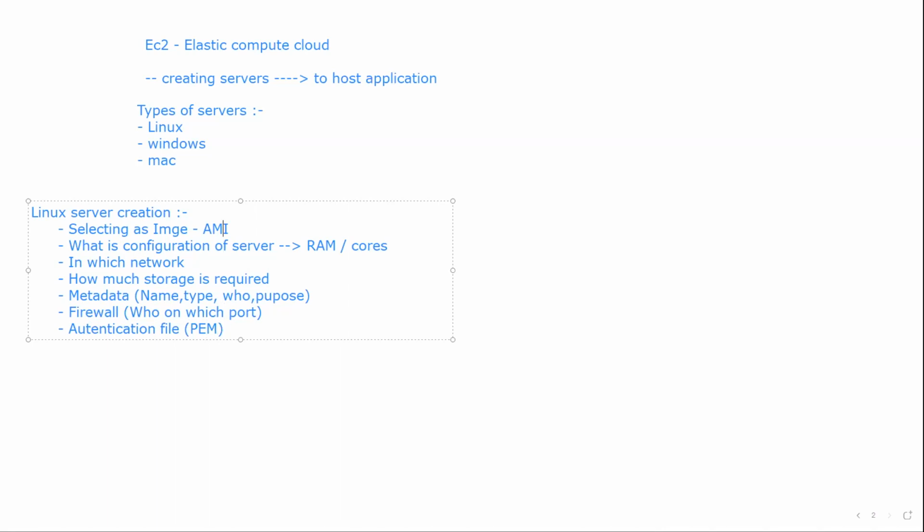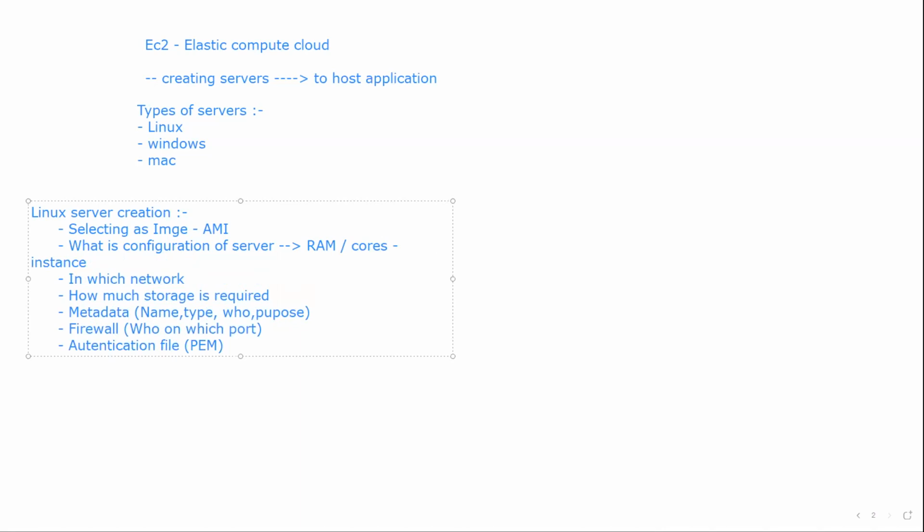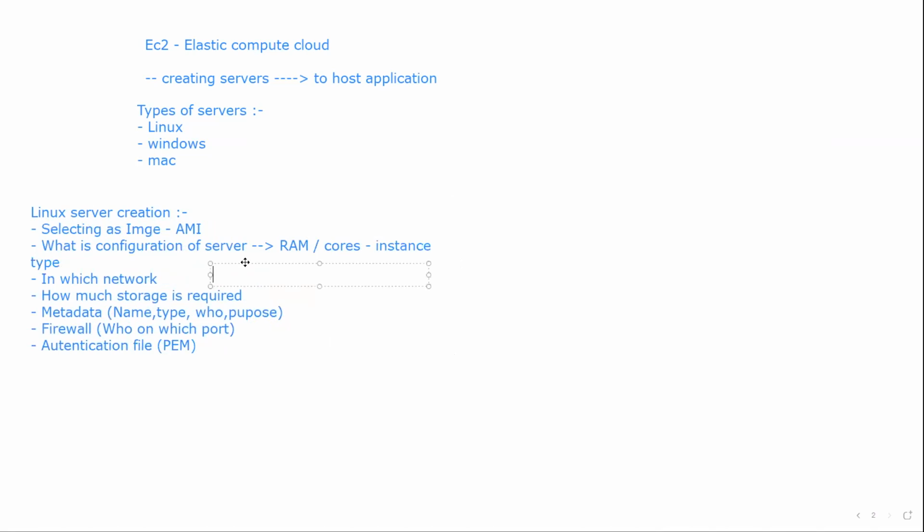So selecting an image is called an AMI. Configuring a server is called an instance type. We have to select an appropriate instance type. Third stage, we will be deciding about the network. This area we call configure instances. We will not be seeing this today because we will have a dedicated session on the VPC, where we will look into what this network is all about.